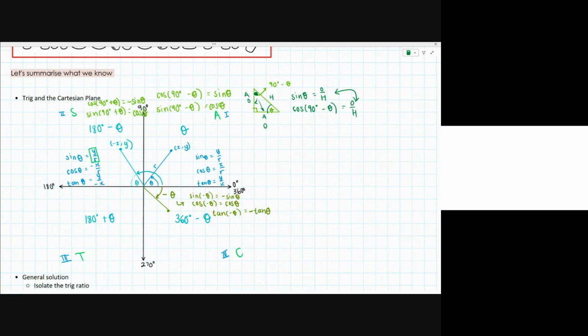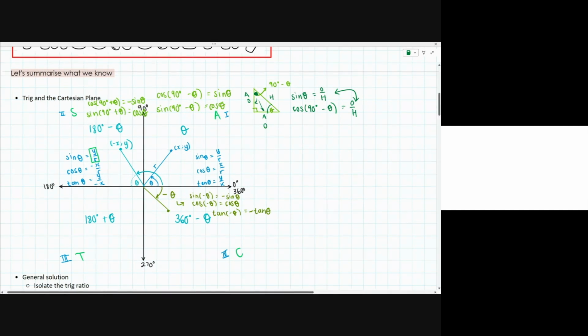Ma'am, for when you're doing the side thing at the top, why for cos 90 minus theta is it opposite over hypotenuse instead of adjacent over hypotenuse? Even though I know they'll be the same value technically.